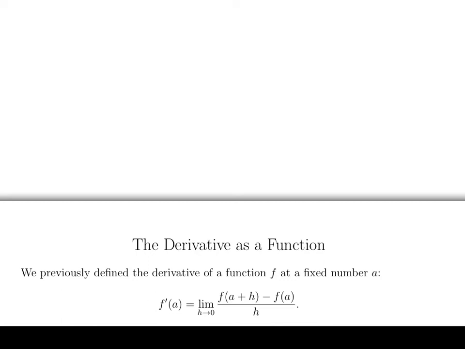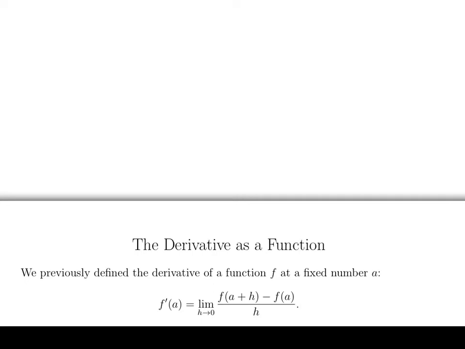Hello, calculus fans. Okay, so we've previously defined the derivative of a function at a fixed number a, and we've written it down as a limit. And it's the same limit that we've seen many times now. It's this limit as h goes to 0 of f of a plus h minus f of a all over h. And we use this notation f prime of a to talk about the derivative.